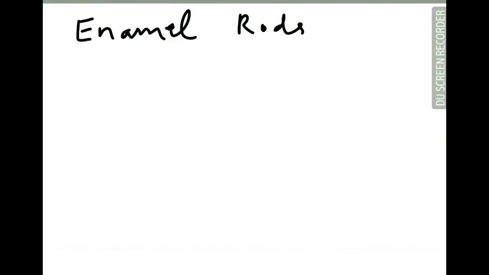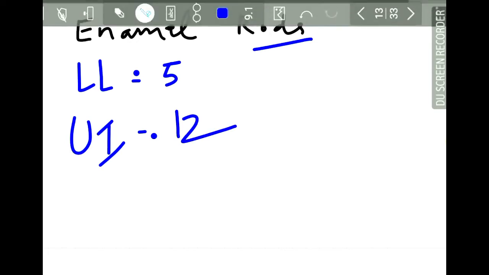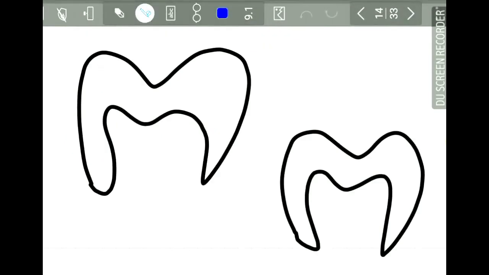Now the enamel rods. Enamel is made up of enamel rods or enamel prisms. The number of these rods varies. In the lower lateral incisor, 5 million enamel rods are present, while in a bigger tooth such as the upper first molar, around 12 million enamel rods are present. Let's comment on the length and diameter of these enamel rods.